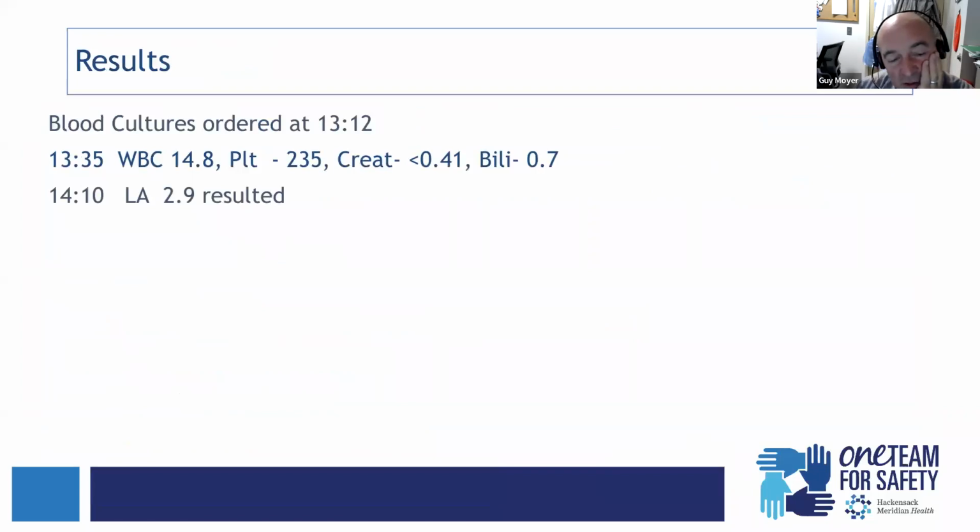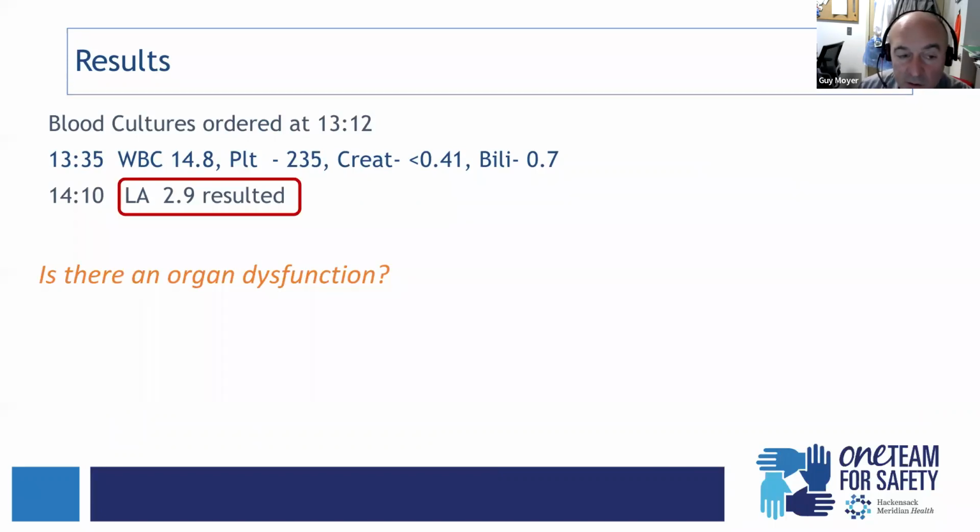So we order some blood cultures at 13:12. The lab calls you with the abnormal lab results. White count of 14.8, platelet count of 235, creatinine less than 0.41, bilirubin is 0.7, and lactic acid is 2.9. Is there any organ dysfunction that's being identified at this point based on these lab values? So you know they're abnormal because you've reviewed your labs, and the lab has also called you to let you know there are some abnormal lab results, so you can notify the physician. So lactic acid is greater than 2, so that's 2.9. What kind of sepsis is this when there's organ dysfunction identified?